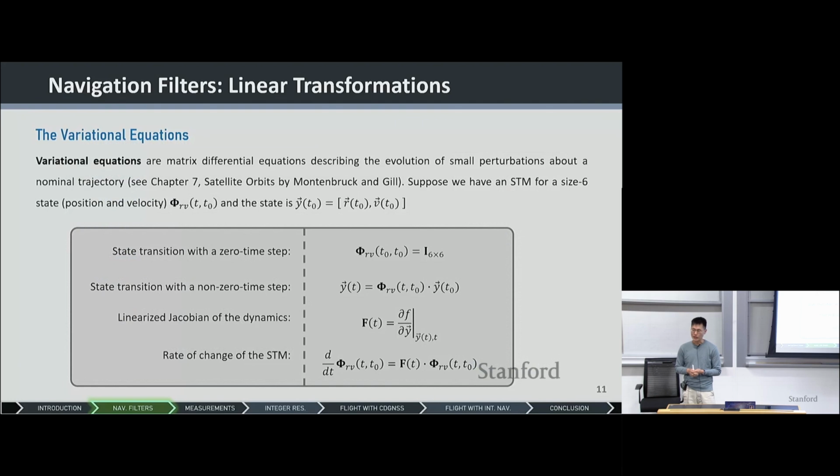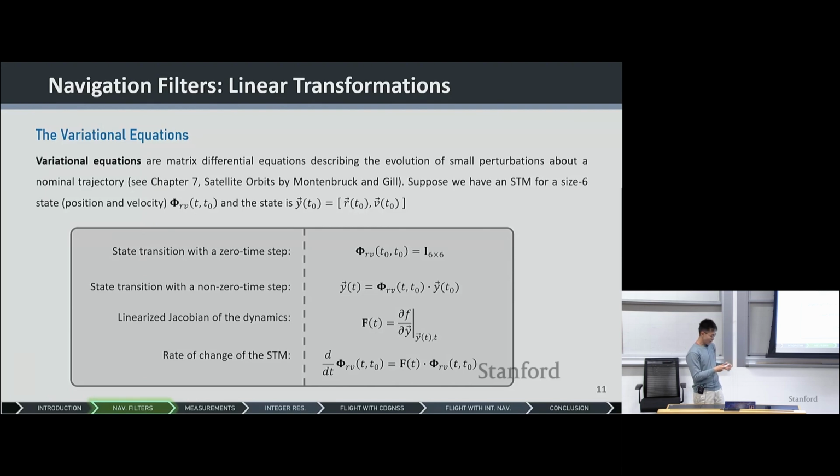And so I want to do a quick introduction to the variational equations. I'm not certain if this is the first time you're seeing the variational equations, but Montenbruck in chapter 7 does a very, very good job of proving the variational equations and giving you an intuition for why they are the way they are. But there are 4 main facts that back up the variational equations. First off, what are the variational equations? The variational equations are basically just a way for us to compute what your state transition matrix is.